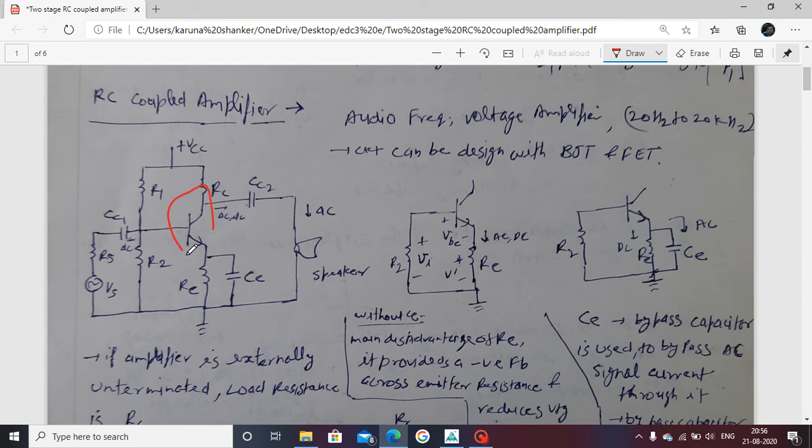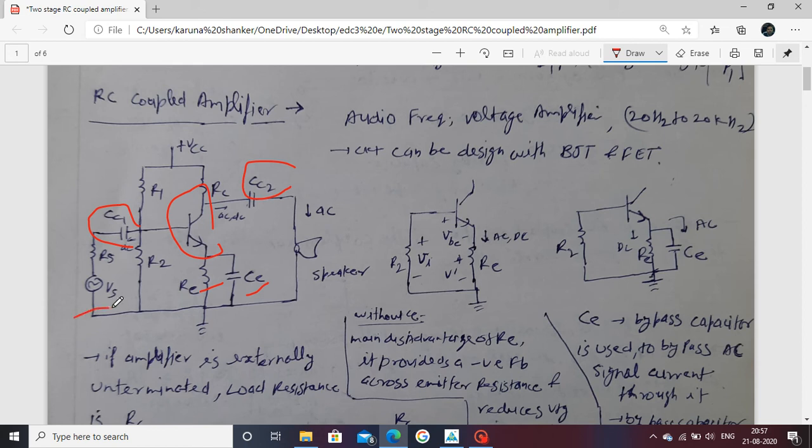A single transistor is used here, and the biasing components are R1, R2, and RE. These are the biasing components which stabilize the circuit also. This is your coupling capacitor on the input side, and this is the coupling capacitor on the output side. This is your bypass capacitor CE, the emitter bypass capacitor. This one is the emitter resistance.